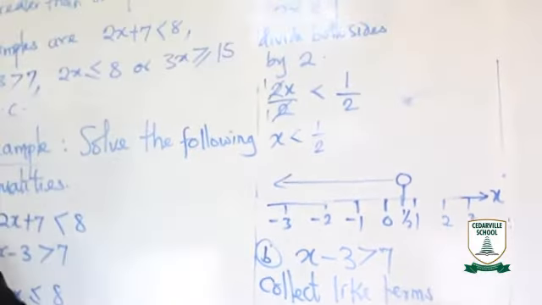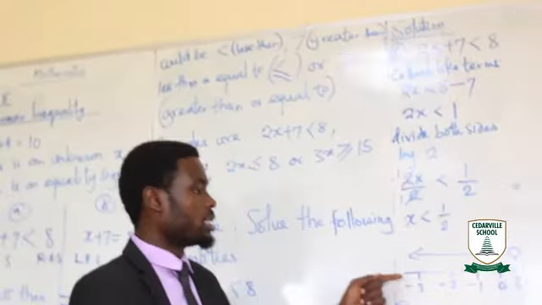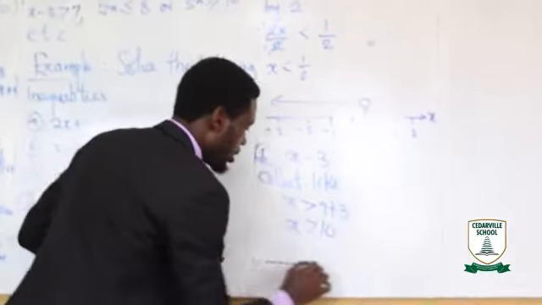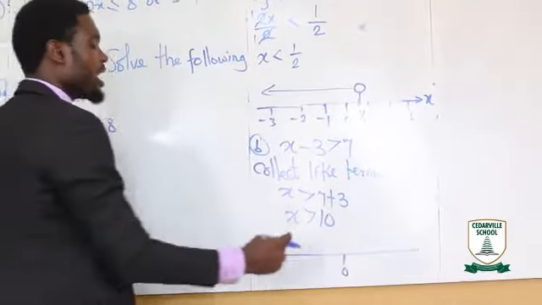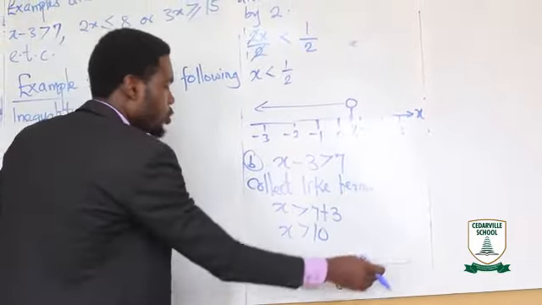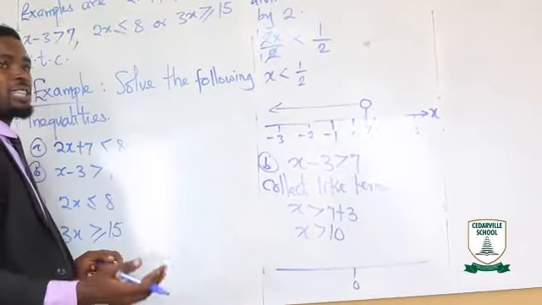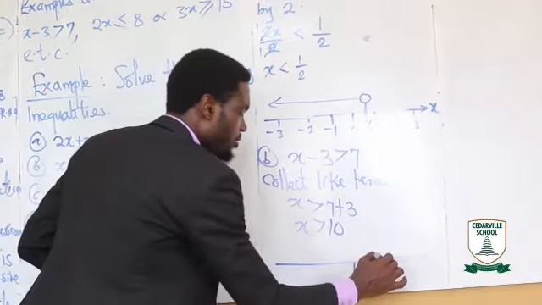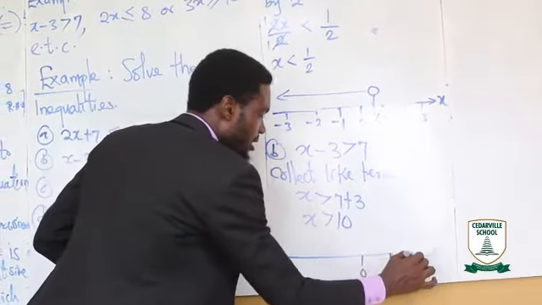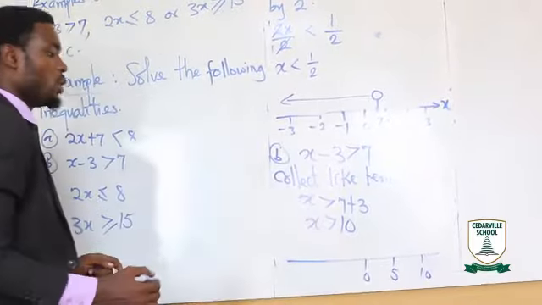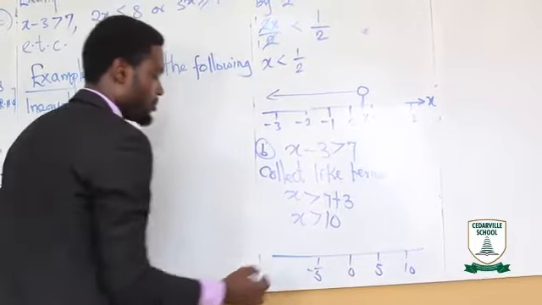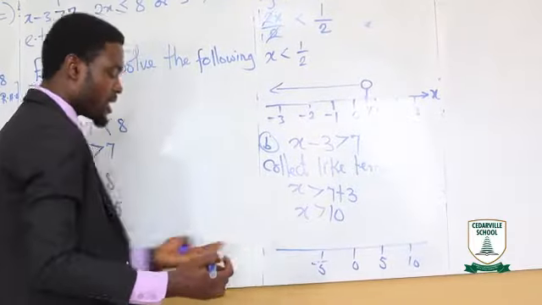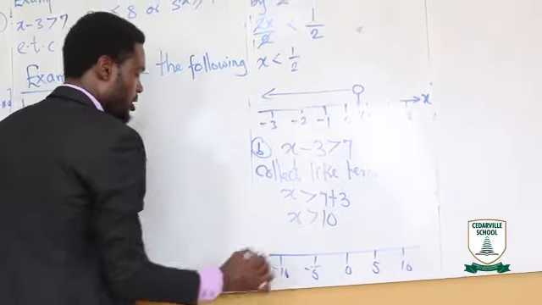The next thing is to represent this solution on the number line. And I'll draw like this. Because of my space, I don't need to start writing 1, 2, 3, 4, 5, 6, 7, 8, 9, 10. I can just put 5, 10, which is where I'm going. Then, to this side, I can just put minus 5. And if the space permits you, you can put minus 10.